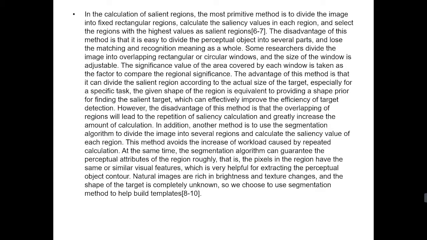In the calculation of salient regions, the most primitive method is to divide the image into fixed rectangular regions, calculate the saliency values in each region, and select the regions with the highest values as salient regions [6-7]. The disadvantage of this method is that it is easy to divide the perceptual object into several parts and lose the matching and recognition meaning as a whole.